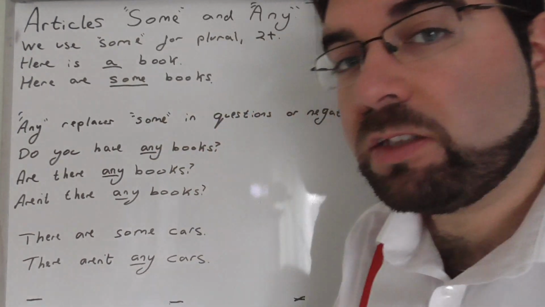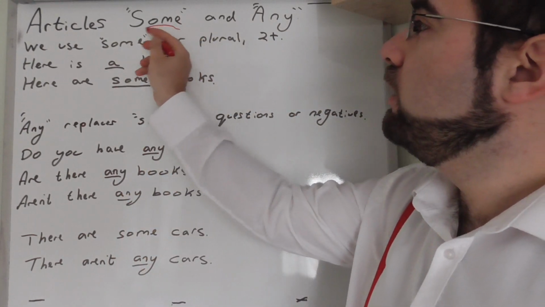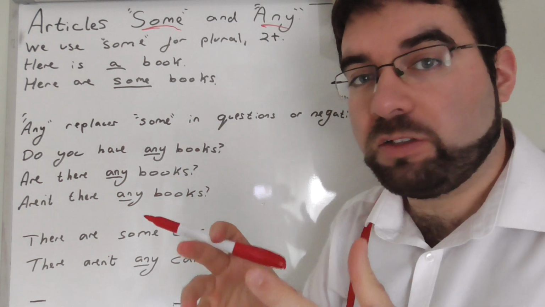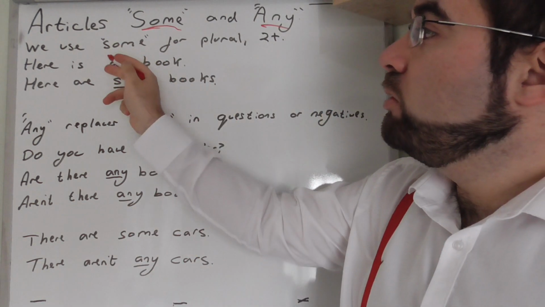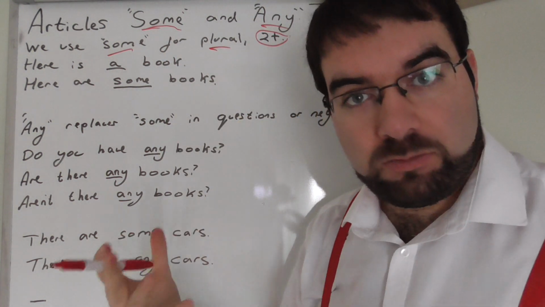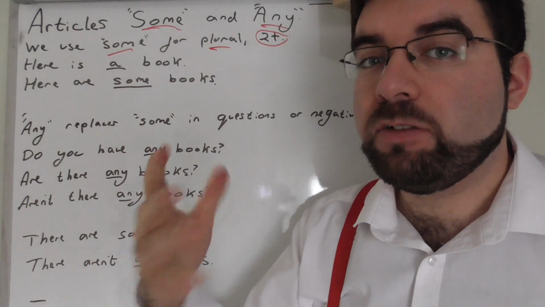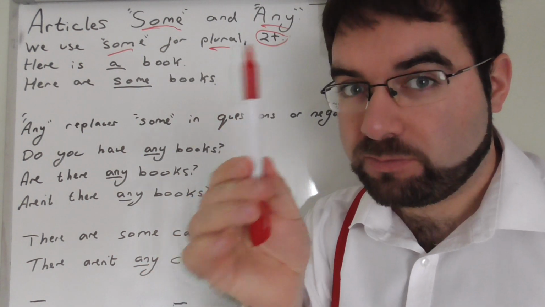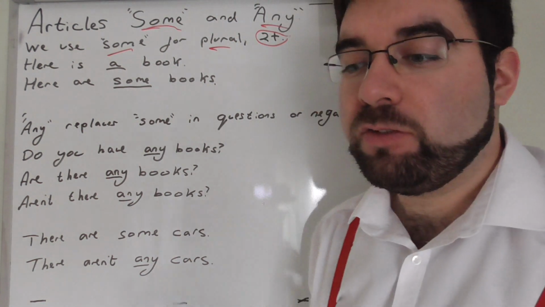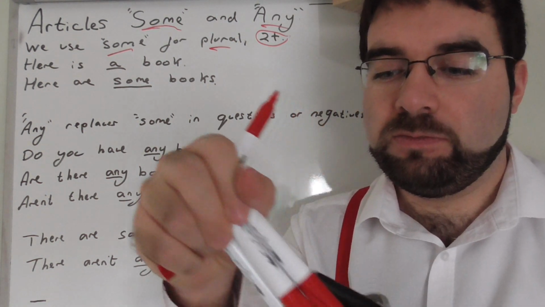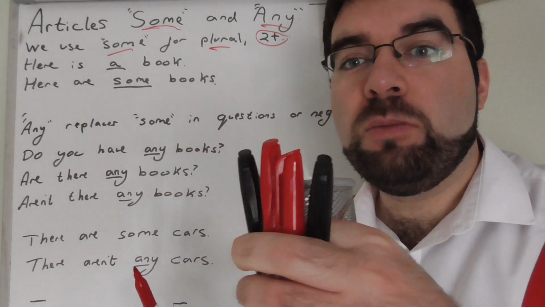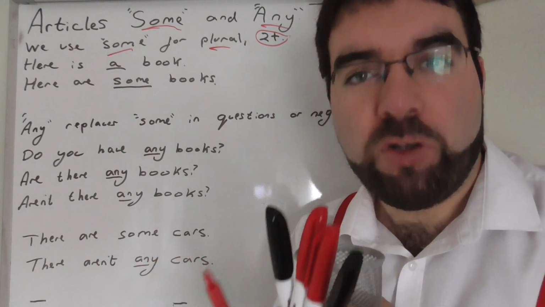Okay, so let's talk about some and any and how they work together with the indefinite article. We use some for plural, meaning 2 plus. I have a pen. I have some pens. A pen, some pens. Very useful.